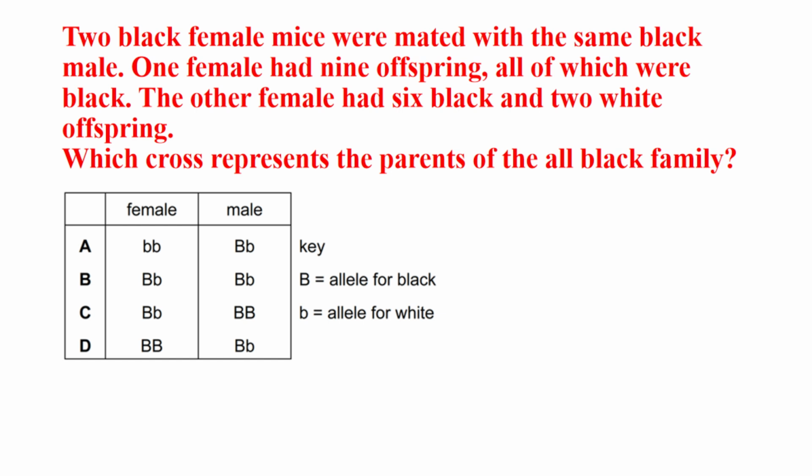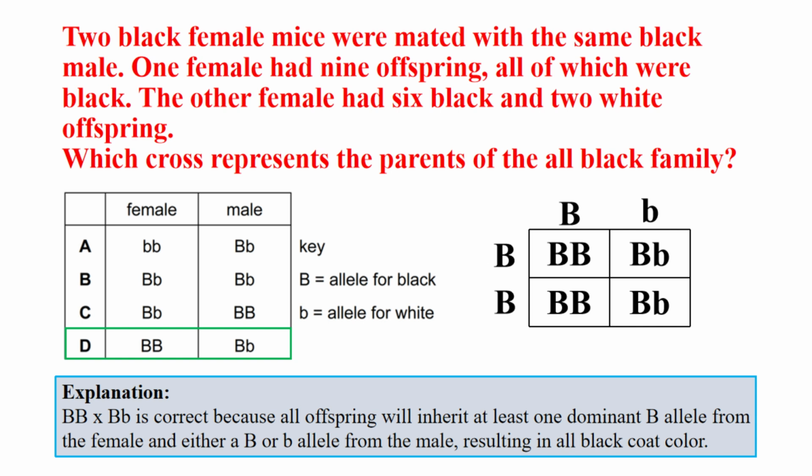The correct answer is D. Now let's look at all the options. Option A, BB x bb. In this cross, the female is white with a genotype of bb, and the male is black with a genotype of BB. This combination can produce both black and white offspring.